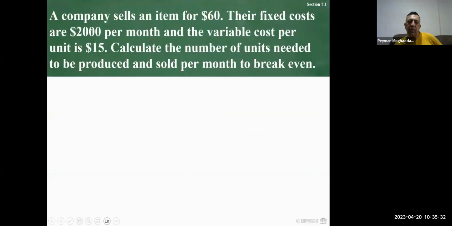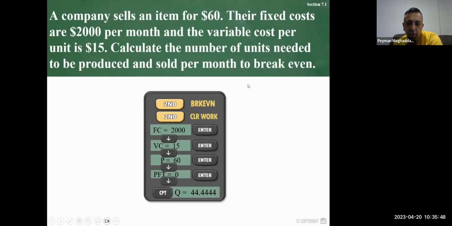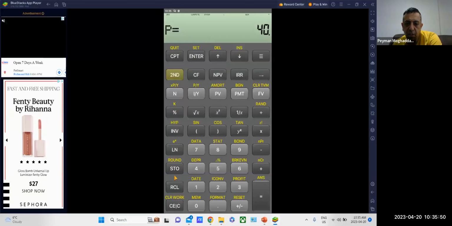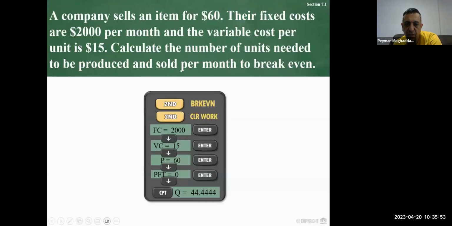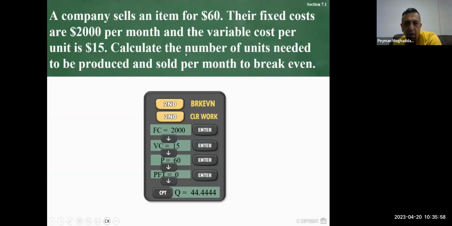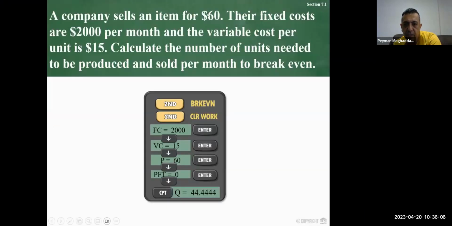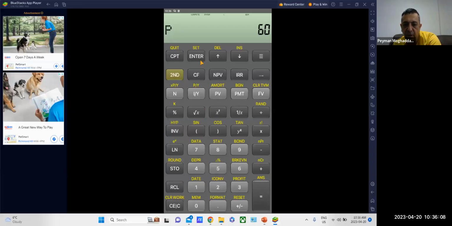All right, let's do this in the calculator. A company sells an item for $60. Their fixed costs are $2,000 per month, and the variable cost per unit is $15. Okay, calculate the number of units that need to be produced and sold per month to break even. So let's do that in the calculator together. Let's just clear everything first. Fixed cost is going to be 2,000, right? Variable cost is 15, and selling price is $60.